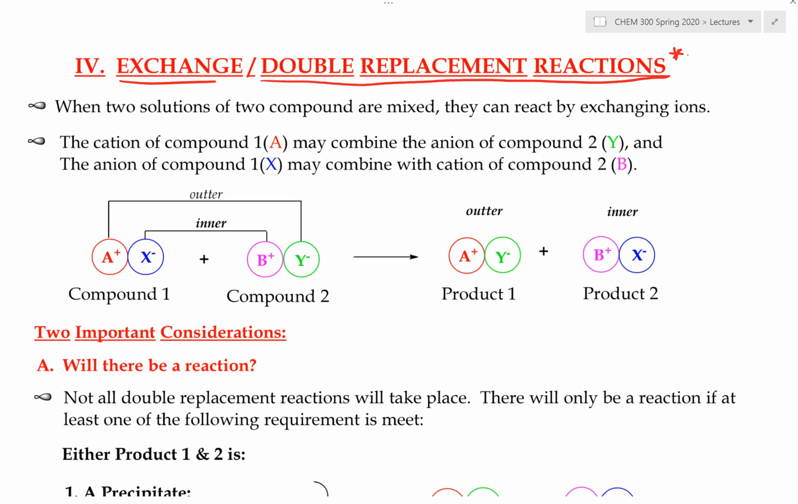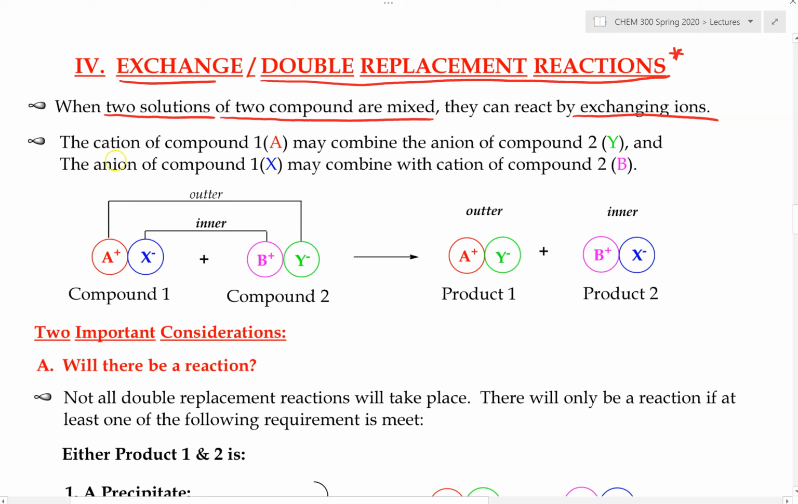So what happens in an exchange or double replacement reaction is that when we take solutions of two compounds and mix them together, they can react by exchanging the ions. And because of it, we call this the exchange reaction. So here's what happens right here. We have two compounds reacting with each other, and these are two ionic compounds.